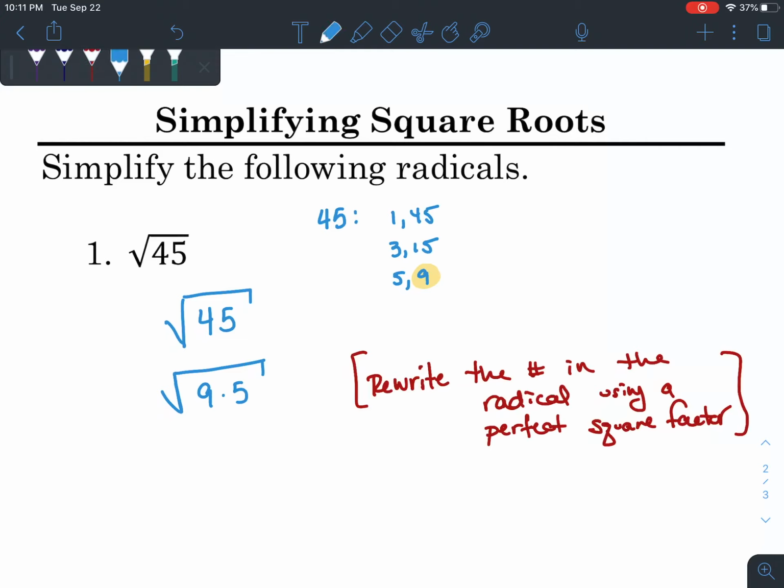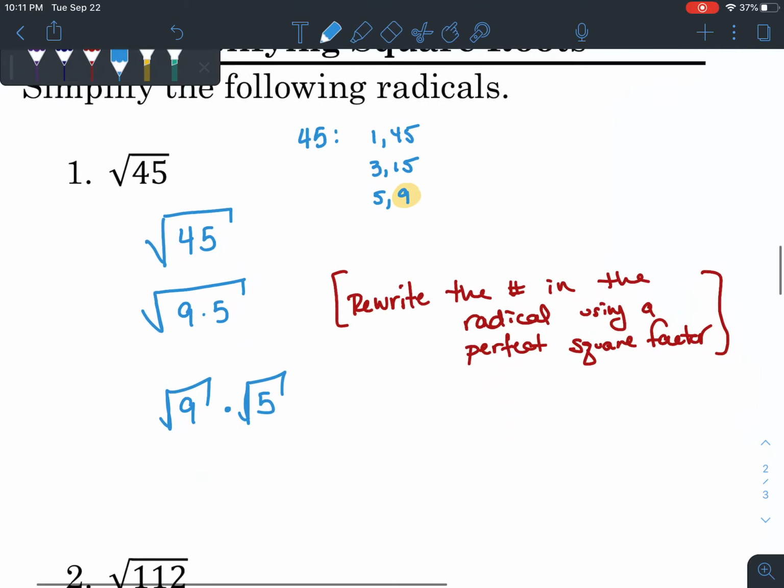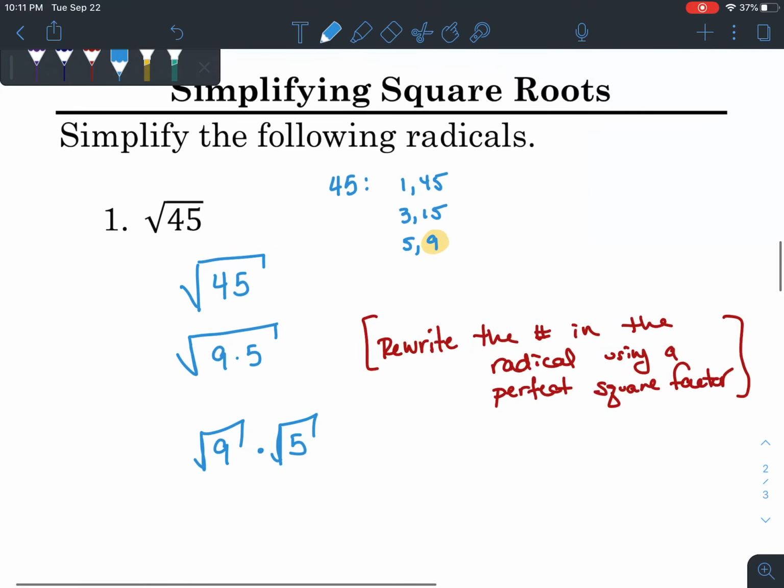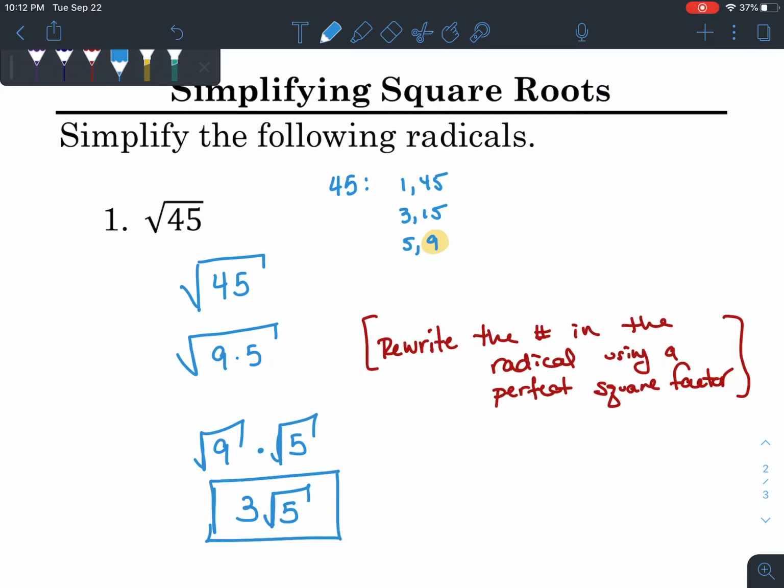Okay, next we're going to break up that radical 9 times radical 5. Next, we're going to simplify. We're going to ask ourselves, can we simplify radical 9? Yes, we can. Radical 9 is 3. Radical 5, can that be rewritten any other way? Nope, it's just going to be radical 5. And that is our answer. That's the irrational number.